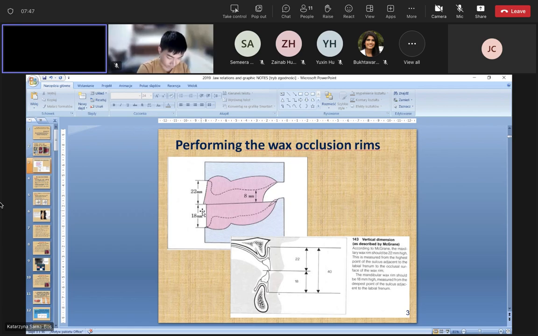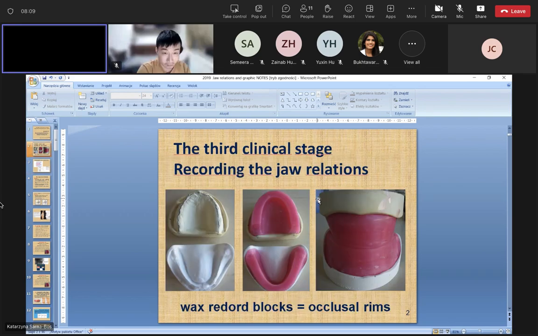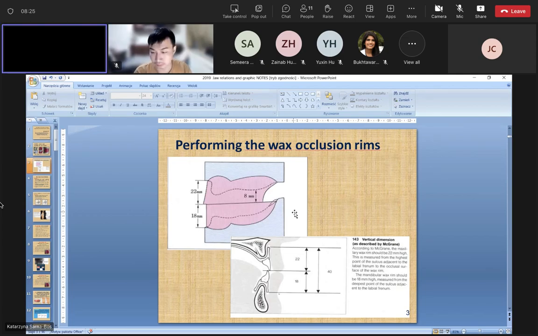What about the lower? The mandibular wax rim should be 18 millimeters high, measured from the deepest point of the sulcus adjacent to the labial frenulum to the occlusal plane. What about the width? The width of the wax record block should be 10 millimeters. I'm sure that you know it because during the classes you try to perform such wax record blocks. Okay.